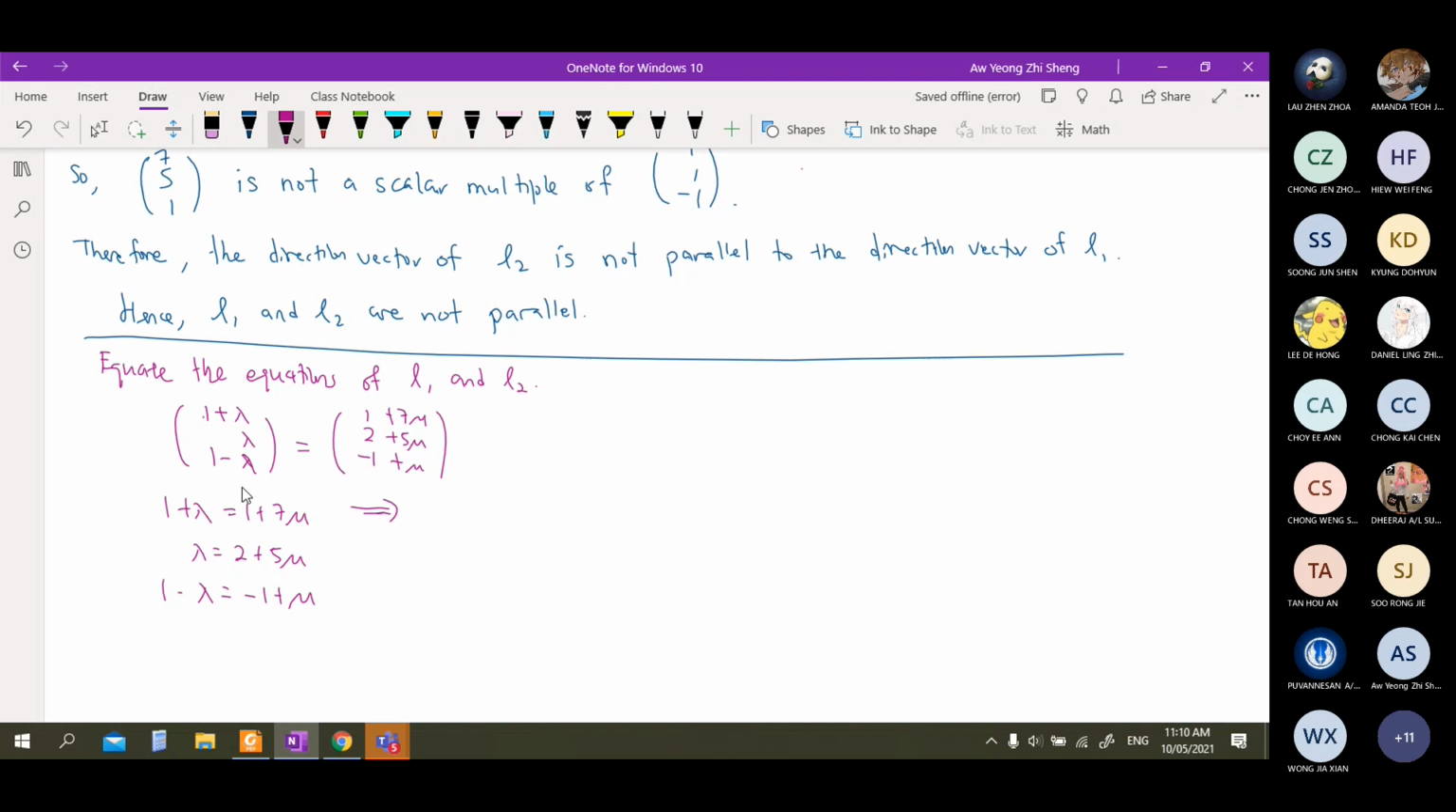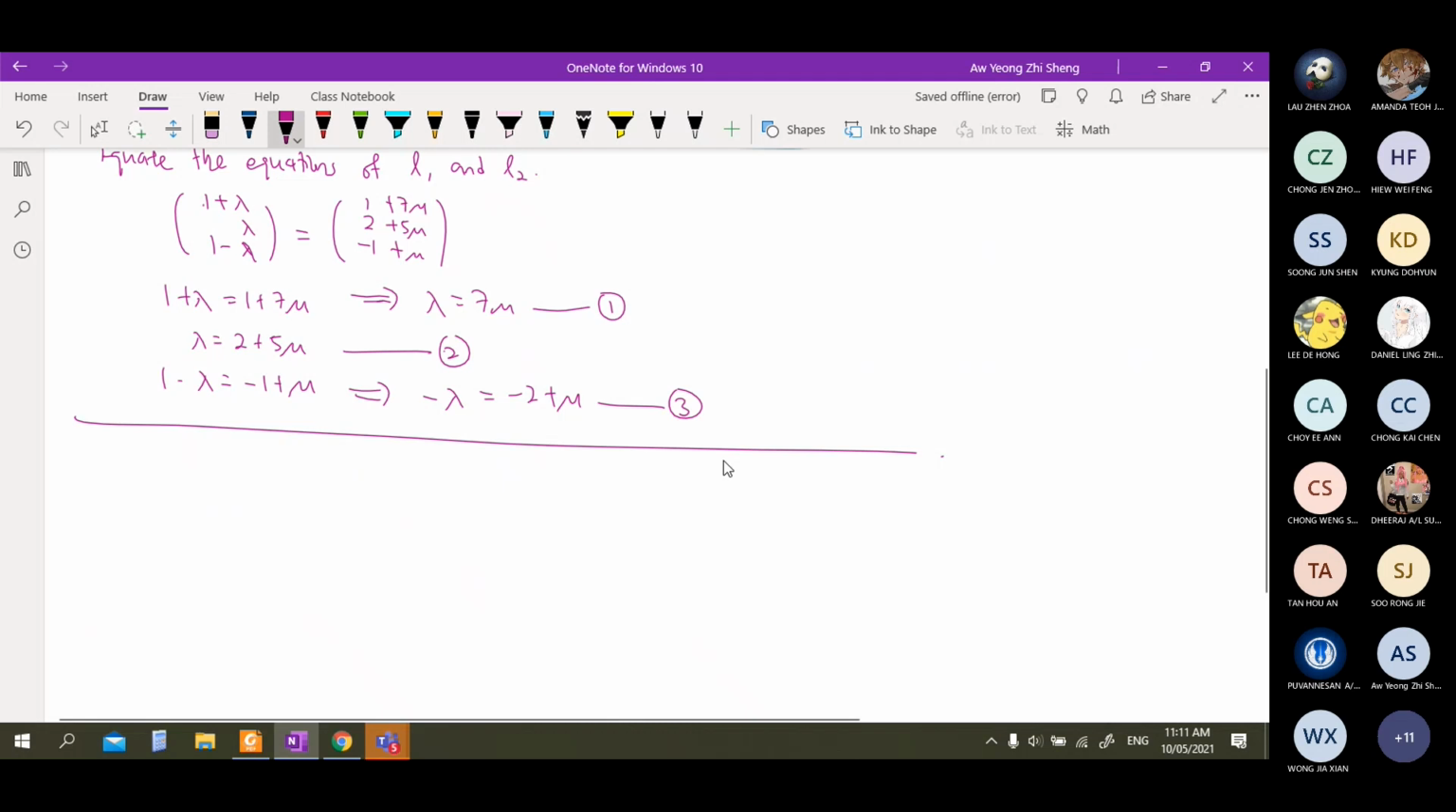As usual, I prefer to move the constant terms to one side first so that the thing becomes simpler. And now I call this equation 1. This one is simple enough, I call it equation 2. This one I move it such that minus lambda is minus 2 plus mu. Call this equation 3. Okay.